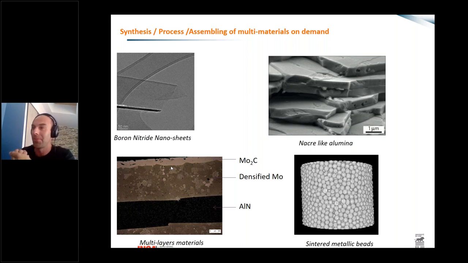So I was talking about the different materials that you can see here. For example, we are looking at architecture materials, multi-layers or porous materials that we are making thanks to the SPS machine. So let's go to the presentation.